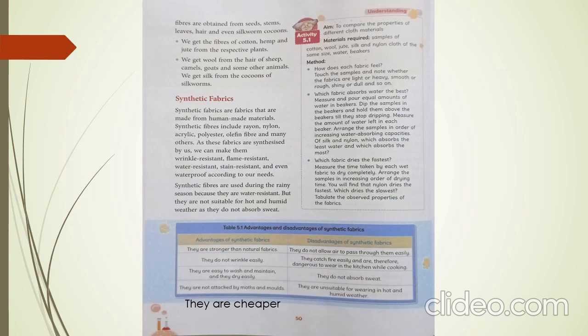Now let's see the disadvantages. Synthetic fibers catch fire easily. So it is very dangerous to wear nylon clothes in the kitchen or while dealing with fire because they catch fire easily. Synthetic fibers are mostly uncomfortable to wear during summers since they trap our body heat and they do not absorb sweat.